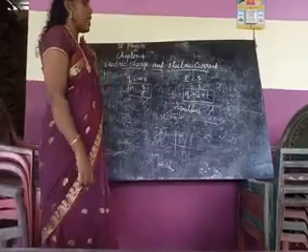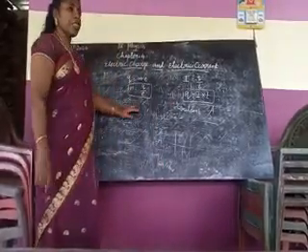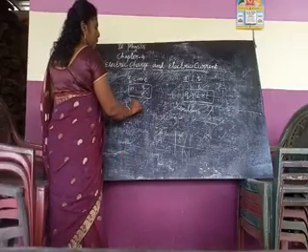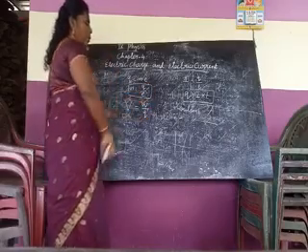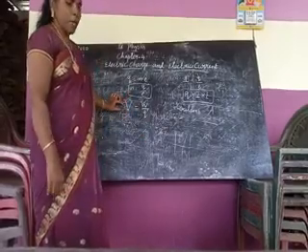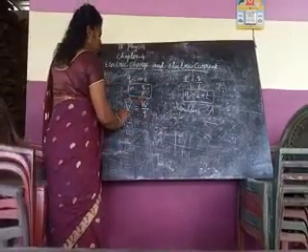After that, potential difference. What is the potential difference denoted by? The letter V, capital V. So what's the formula for potential difference? V equal to work done divided by charge. W means work done. Q means charge. What is the unit of potential difference? Volt is the unit of potential difference.